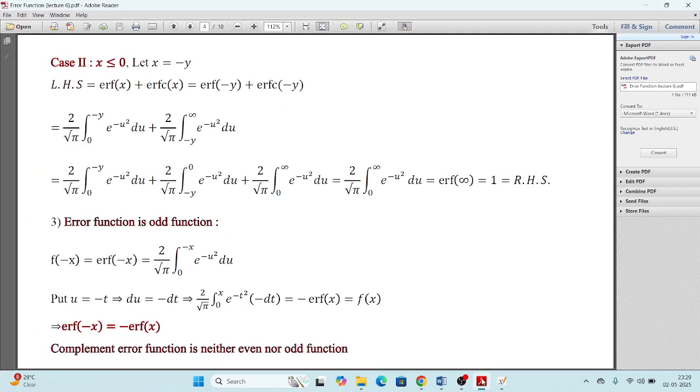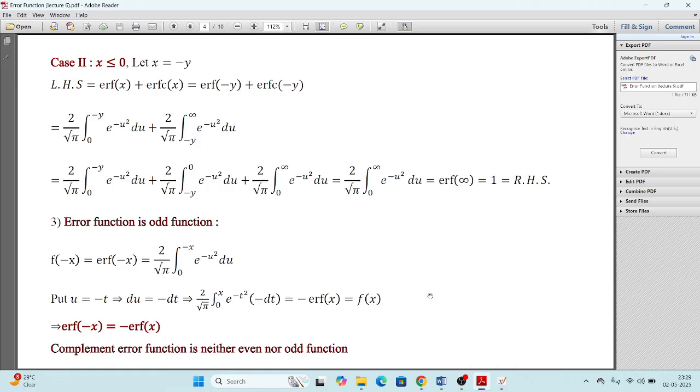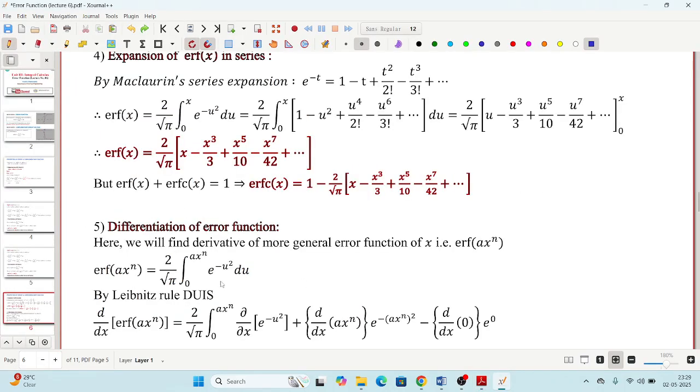Let us see some problems on error function. Actually, this is one of the parts of DUIS, not directly questions on error function. So, if you see on error function, there are questions on only differentiation, this kind of questions. In this part, the error function is given to you. So this is always given in the question itself.